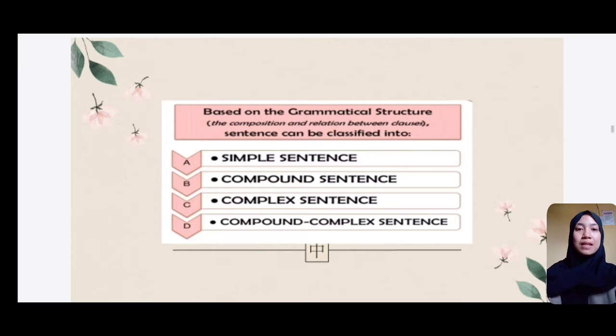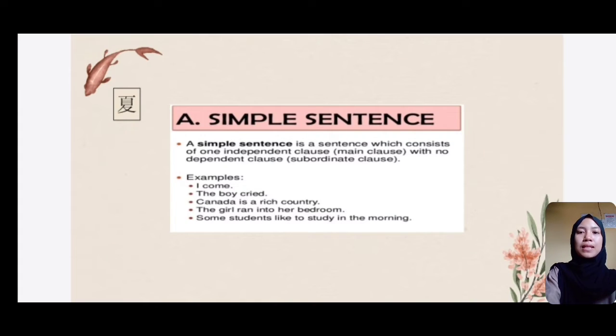The material is based on the grammatical structure, the composition and relation between those. Sentences can be classified into A. Simple sentence, B. Compound sentence, C. Complex sentence, D. Compound complex sentence. A. Simple sentence.